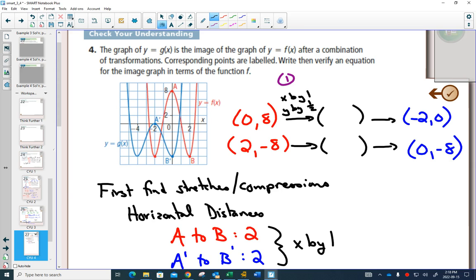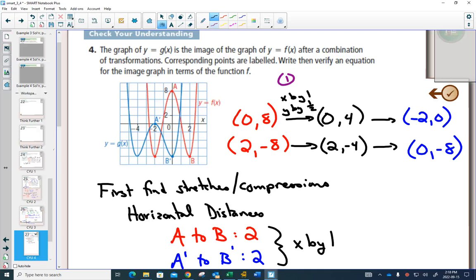If I know that, can you see that I can fill in the next two dots, the next point? I could multiply x by 1. That's going to keep this 0, keep this 2. I can multiply y by a half. That's going to change this to 4 and this to negative 4.